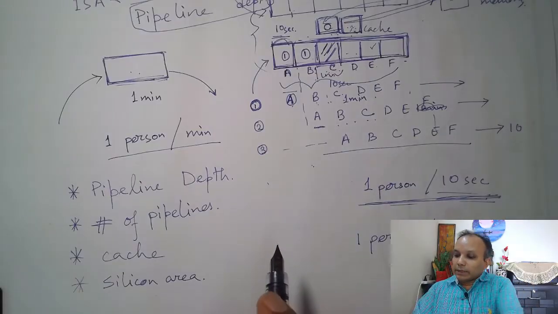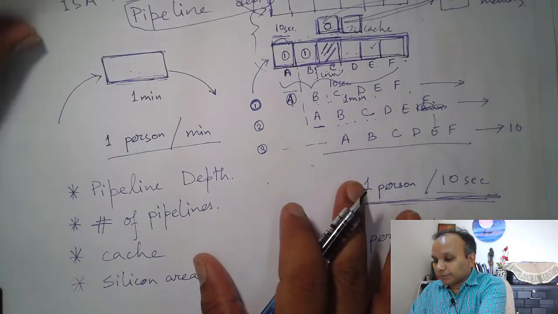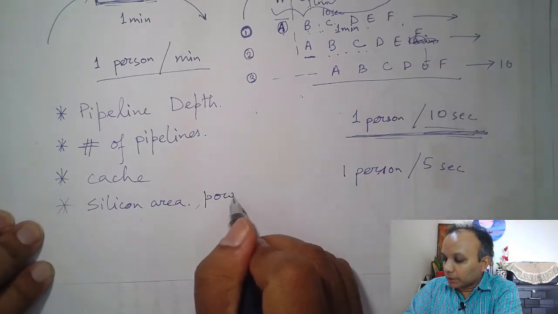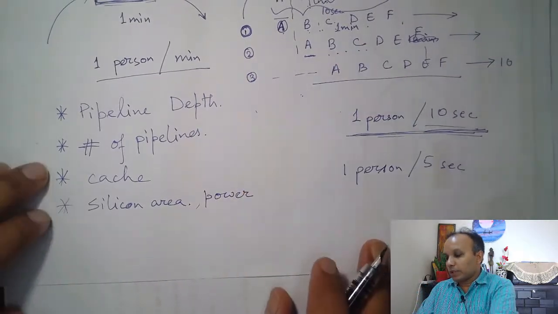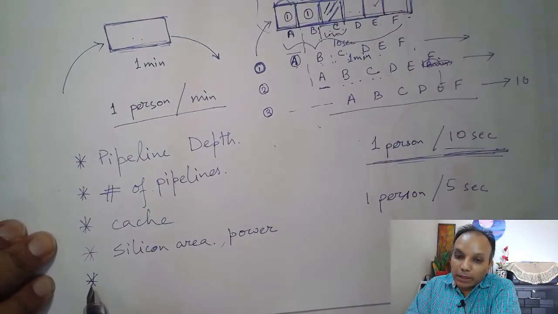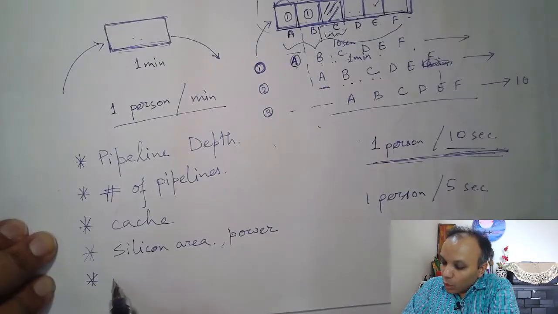Now, there are some other interesting things. So, silicon area, power, etc., the equivalent we have already discussed. The other interesting thing can be, let us say, out of order execution.